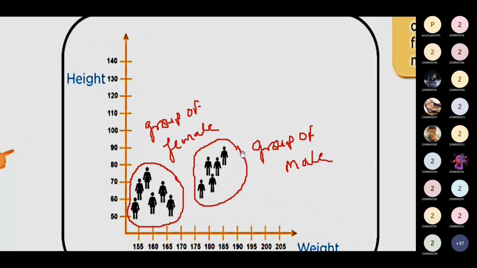Based on the given data, I am plotting my data points in the form of images over the graph, following two features: height and weight. We have two groups, a group of females and a group of males. These data points are plotted on our graph in the form of images. So you can see we have a female group and a male group. Now it is clear and visible to all.